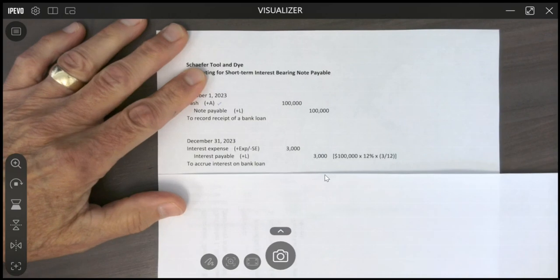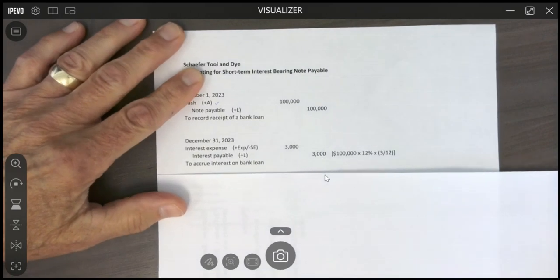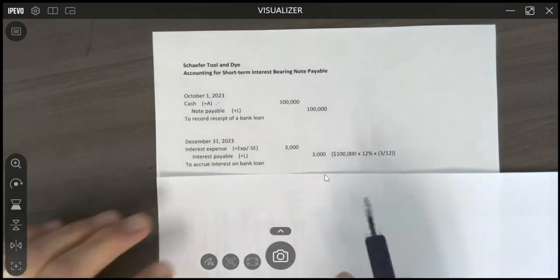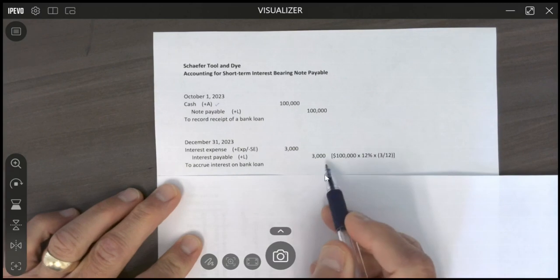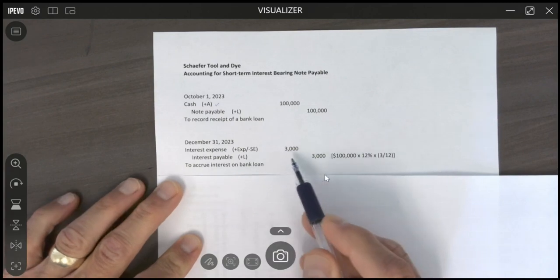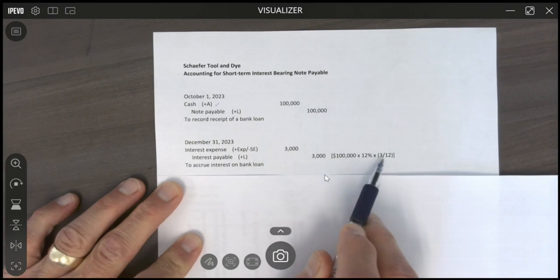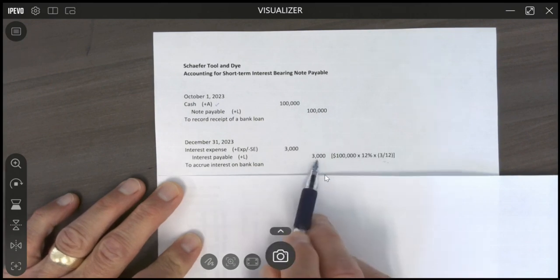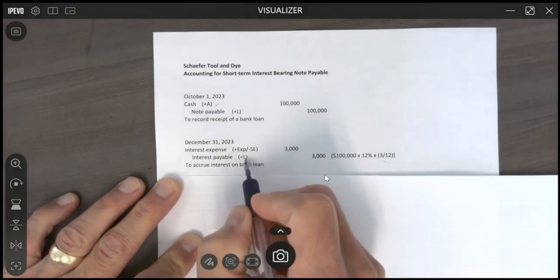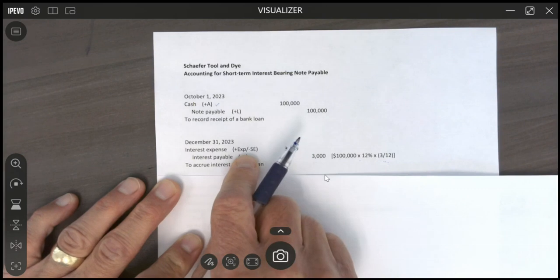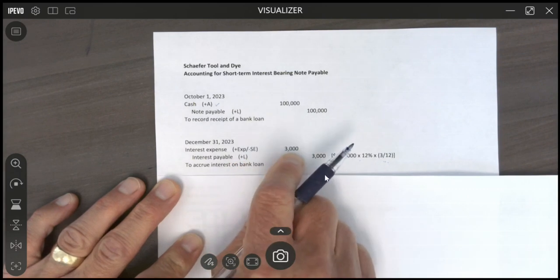Now, we come to the year end, and among the economic events that have happened that we haven't captured is the accrual of interest on that bank loan. And so at year end, among our adjusting journal entries is one to recognize the interest for October, November, and December, 3 of the 12 months, or $3,000. We increase the interest payable by $3,000, and we also increase the expense by $3,000, interest expense.